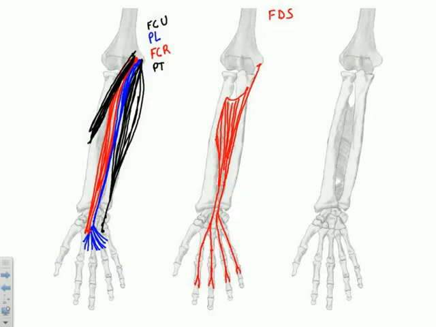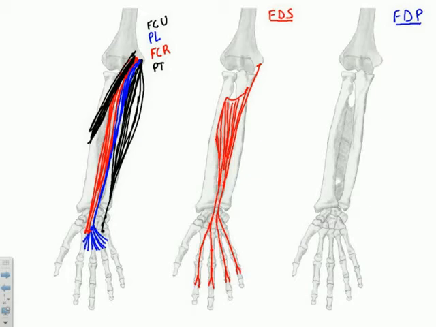That'll take us to the deep group. First muscle to look at in the deep group is the Flexor Digitorum Profundus. So again, looking at these last 2 muscles, Flexor Digitorum Superficialis, flexor of the digits lying superficially, Flexor Digitorum Profundus, flexor of the digits lying deep.